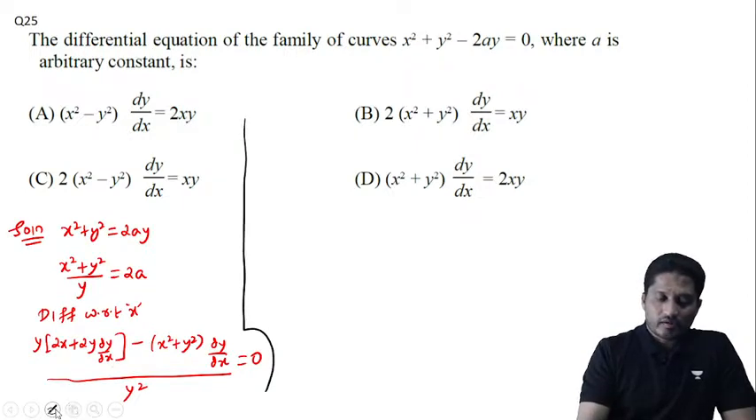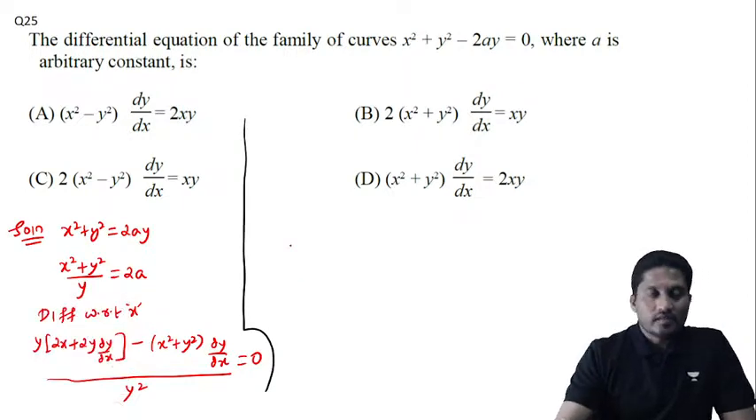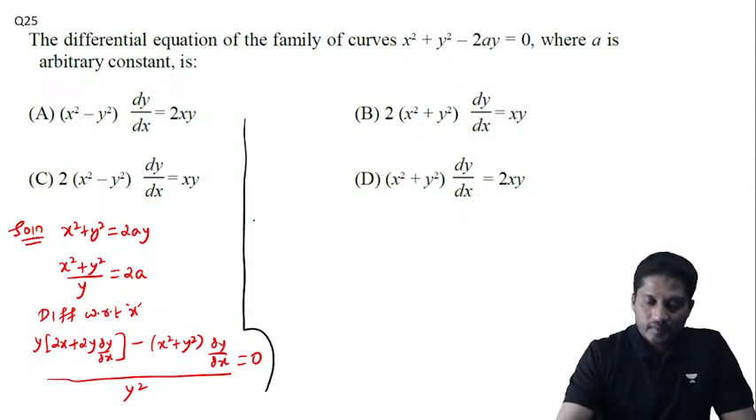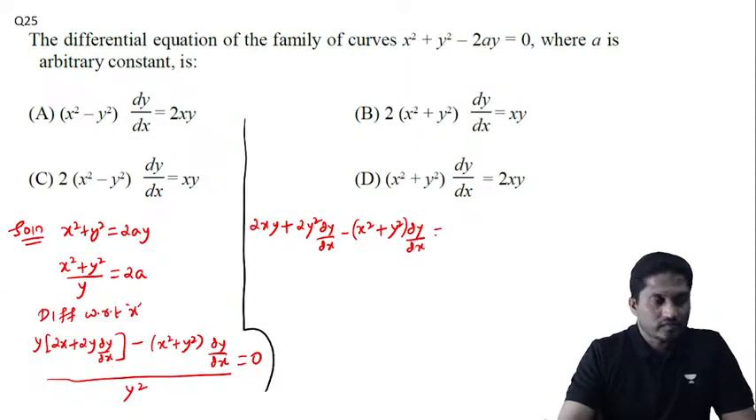Okay, now if I cross multiply this, cross multiply y square, it will be 0. Multiply the numerator, you get 2xy plus 2y square dy by dx minus x square plus y square into dy by dx is equal to 0.